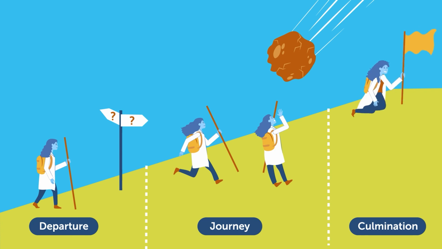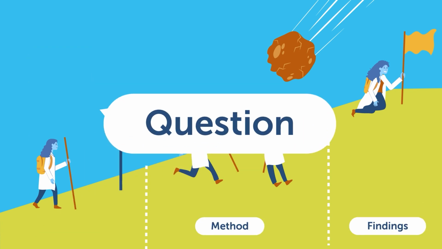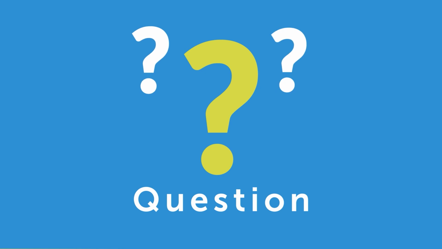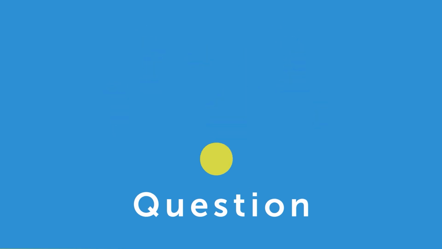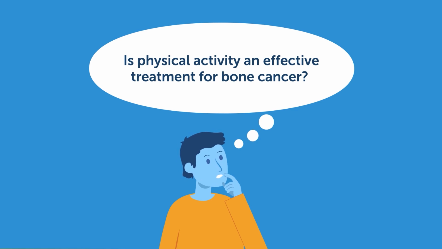Each of these 3 acts of a story have their counterparts in an LT publication, where we find 3 chapters: question, method, and findings. In the question chapter, you introduce your research question in a simple, direct way. For example, you could ask, is physical activity an effective treatment for bone cancer?